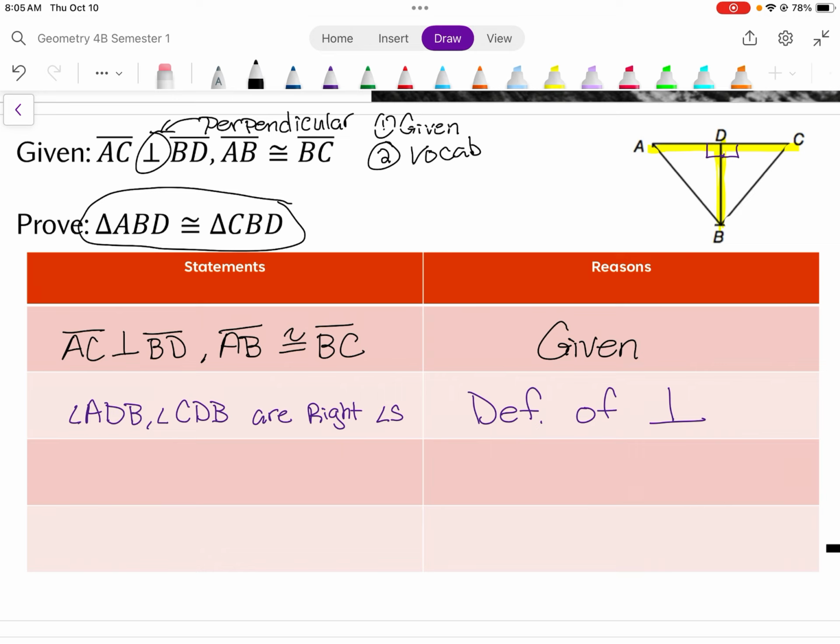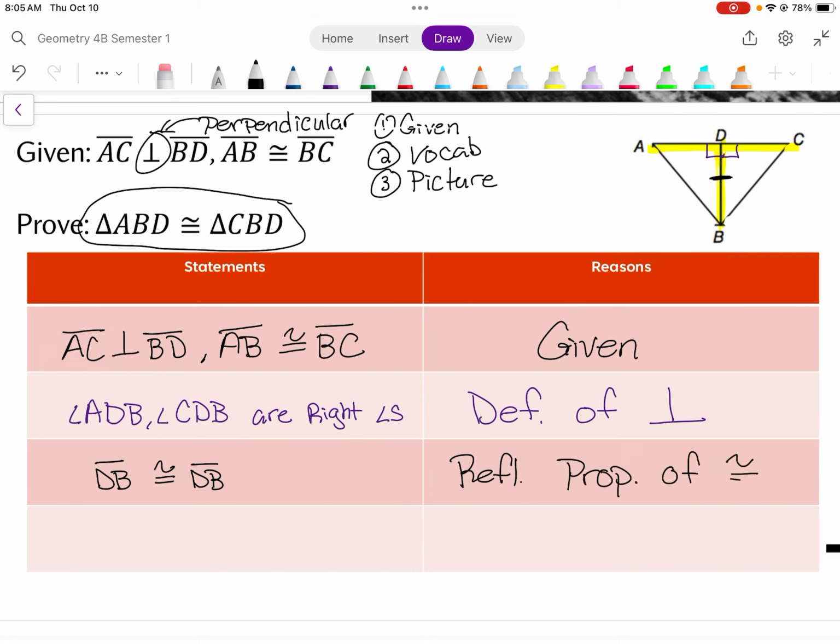After the definition of perpendicular, you are going to look at your picture to see if there's any information we can use from there. So in this picture, we don't have any parallel lines. We do not have vertical angles, but we do have a reflexive property here. We can say that DB is congruent to DB. And that is just our reflexive prop of congruence.